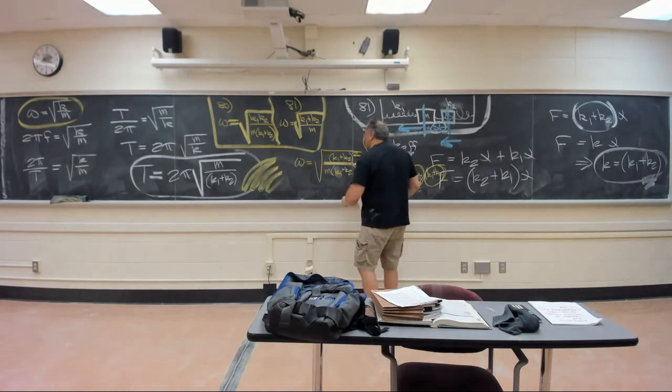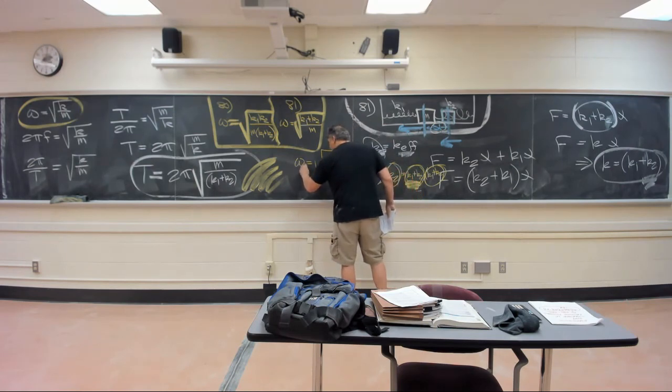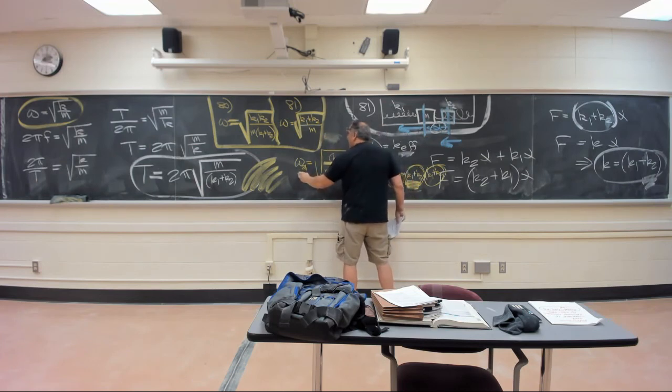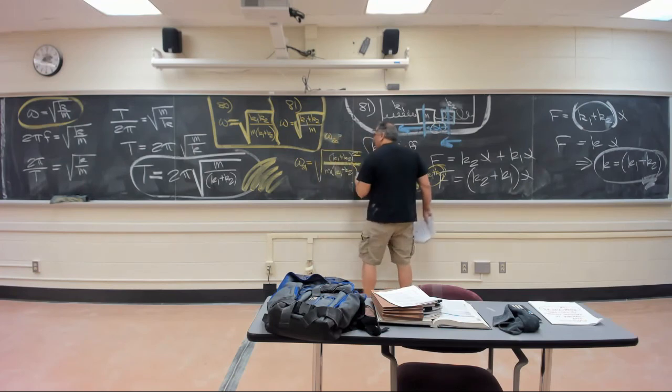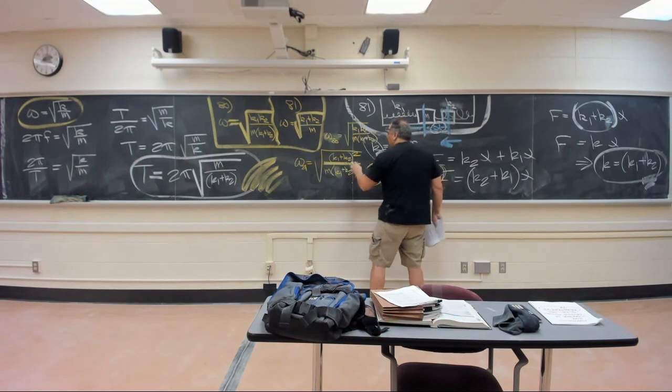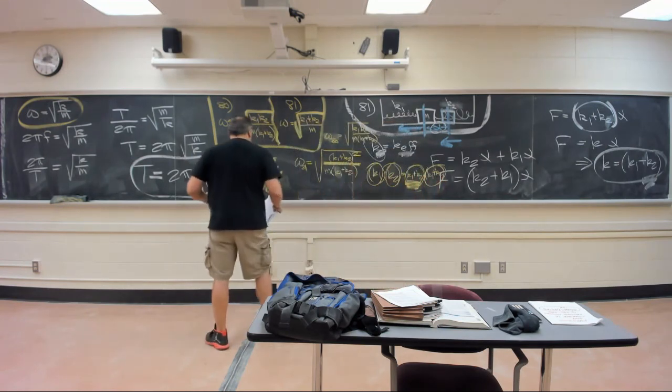Call this guy omega 81, call the other guy omega 80, from problem 81 and problem 80. This guy is K1, K2 over M, K1 plus K2, and this guy is smaller. So let me see here.